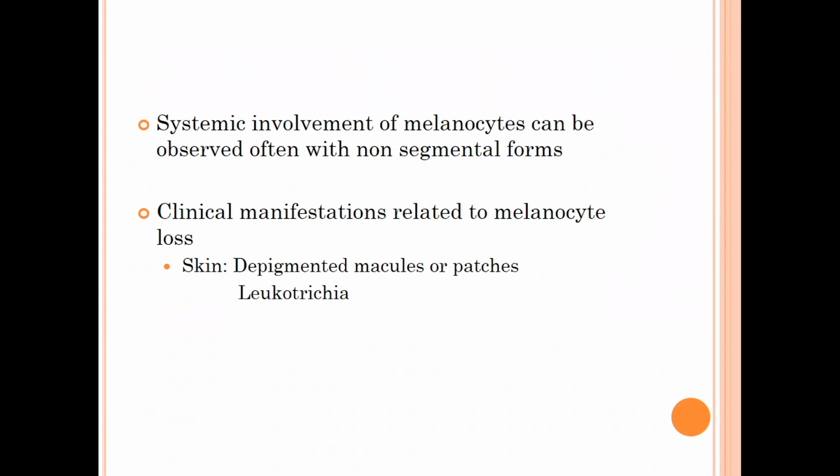A few studies have been done regarding this aspect worldwide, and it was shown that the systemic involvement of the melanocytes is commonly seen in the non-segmental forms of vitiligo. And we'll talk about the clinical manifestations related to loss of melanocytes in different sites. First, the most commonly found skin manifestations: depigmented macules or patches, along with leukotrichia. And the areas commonly involved are the normally hyperpigmented areas.